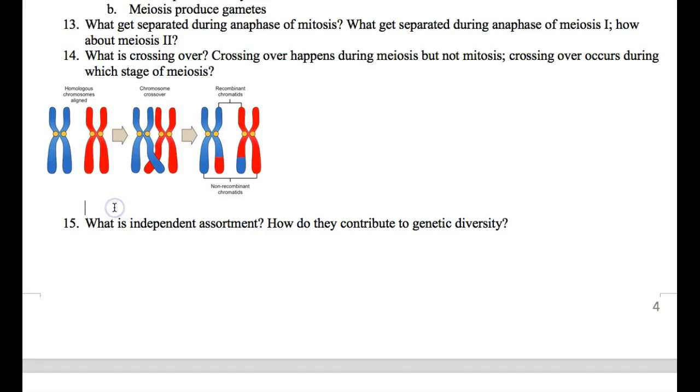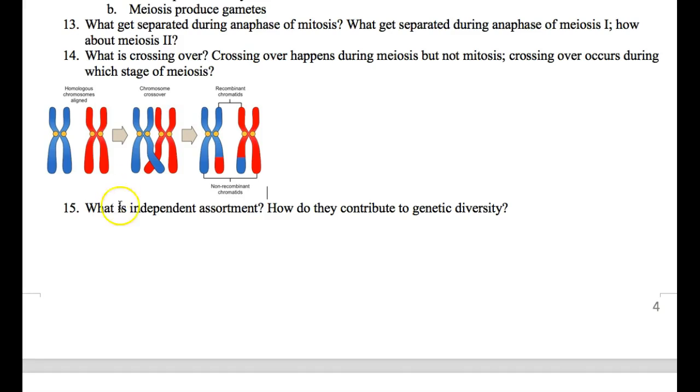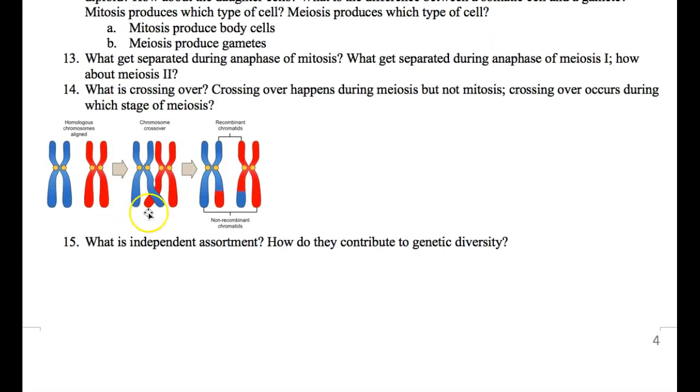All right, now finally something new. What is crossing over? Crossing over happens only during meiosis, because only during meiosis do we have homologous chromosomes pairing up. But when homologous chromosomes are paired up, they're so close to each other that a lot of the time a part of each homologous chromosome will do a crossing over just like this.